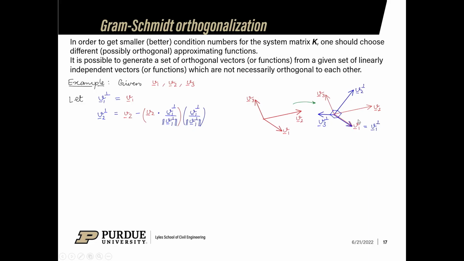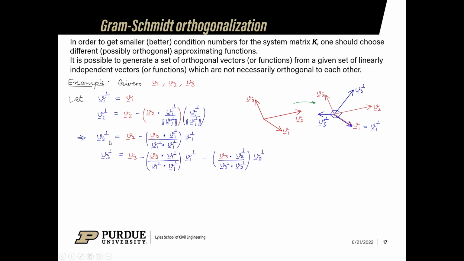So from this v2 we subtract the component along v1 and we get the remaining component, which is perpendicular or orthogonal to v1. Similarly, we can rearrange this expression slightly. The denominator is just v1 dot v1, so we've put that here, and this gives me an expression for v2 prime.